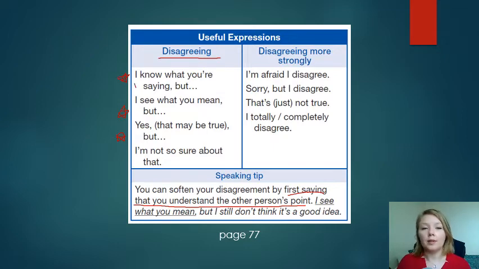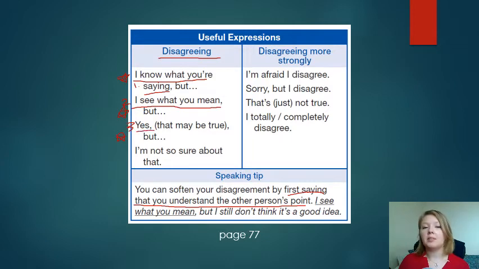Number 1 is, I know what you're saying, but... So here we're telling the other person, I hear you, I understand you, but I disagree. Number 2, I see what you mean, but... Again, we're saying the same thing. I understand you, but I disagree.